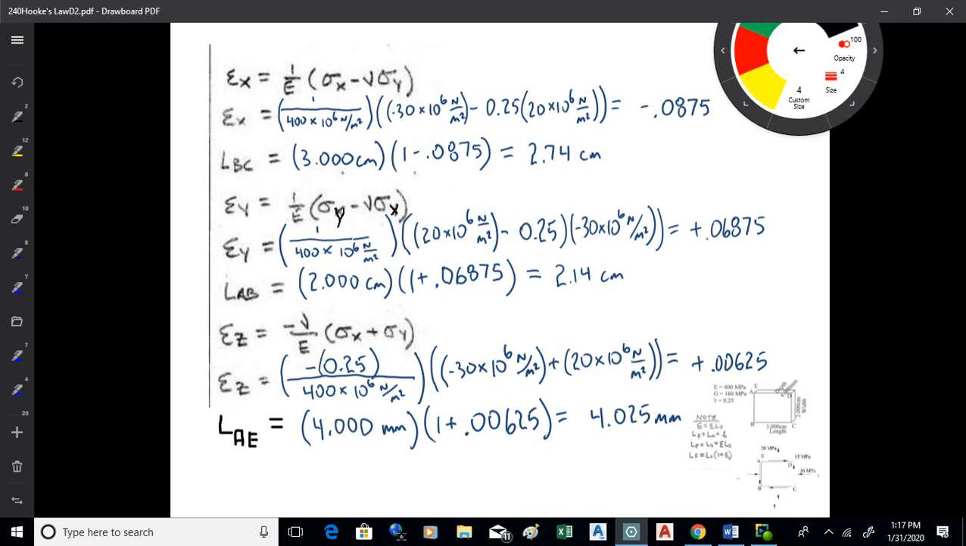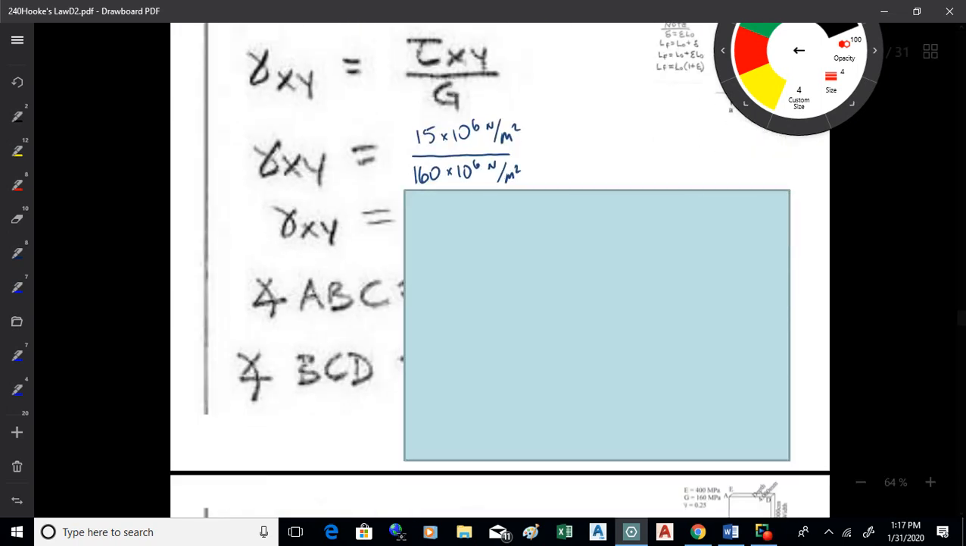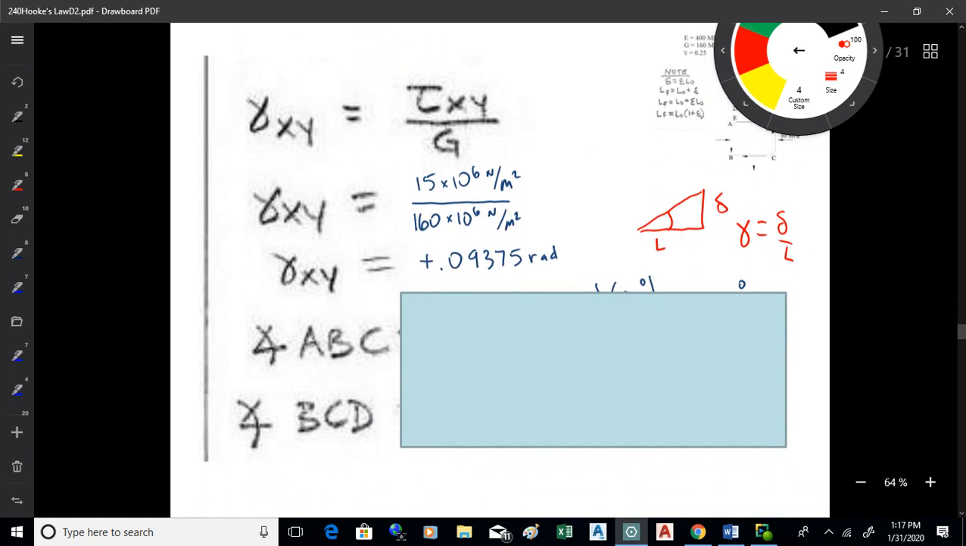All right, and then we have an angular change too, because we have that shear on there. If all we had were these tensions and compressions, they would still keep a rectangular shape, but we got shears on there too. That'll change the angle, so this thing will turn into a parallelogram. Okay, so we just take tau over G, and we got those numbers, 15 times 10 to the 6 newtons per meter squared for tau, the shear stress, that's positive there. And then G is 160 times 10 to the 6, so that comes out to be 0.09375 radians. So that's 9.375% change in the angle.